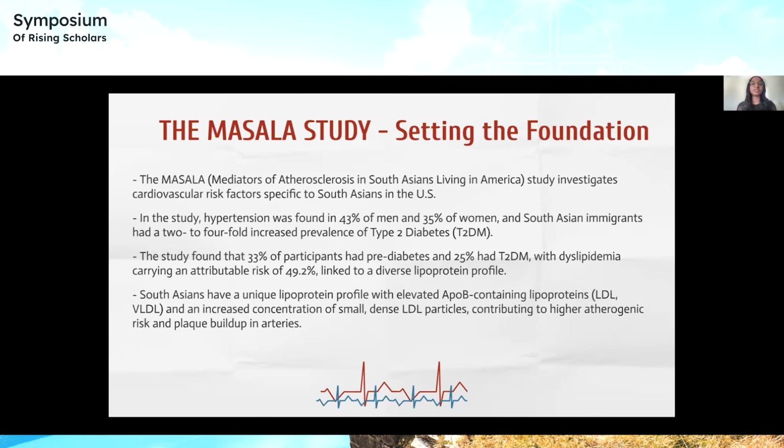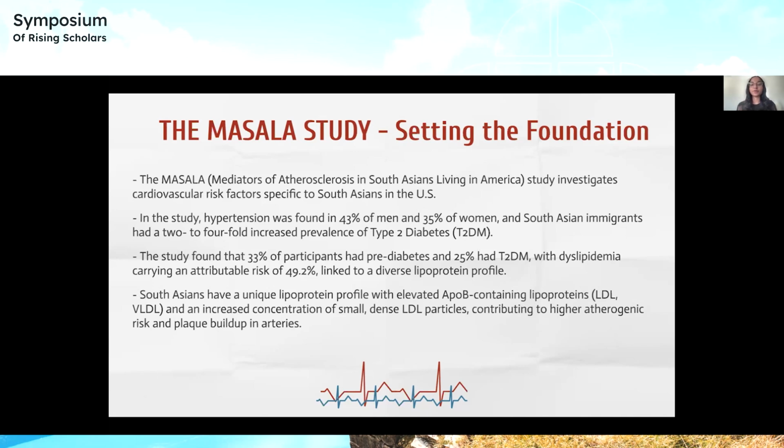South Asian immigrants generally have a 2 to 4-fold increased prevalence of type 2 diabetes. Additionally, 49.2% of South Asians have a diverse lipoprotein profile. Although these statistics that I put on the screen are not necessarily directly linked to CAD, I still wanted to add them here because it just shows you how the diverse lipoprotein profile of South Asians has so many more aspects to it and can contribute to many other diseases, including type 2 diabetes, hypertension, increased cholesterol, and more.